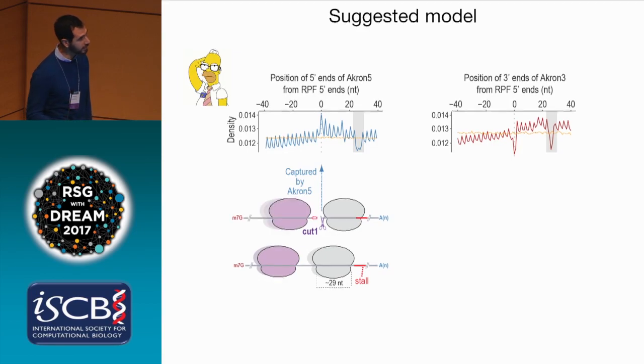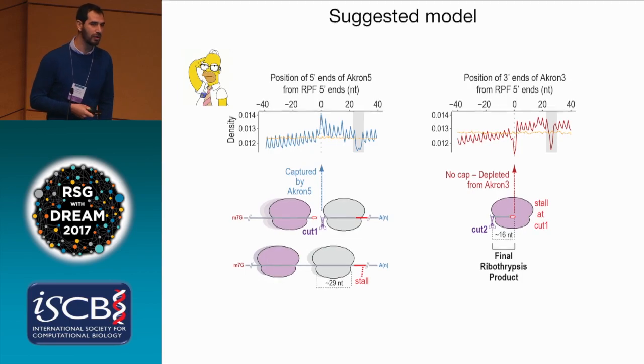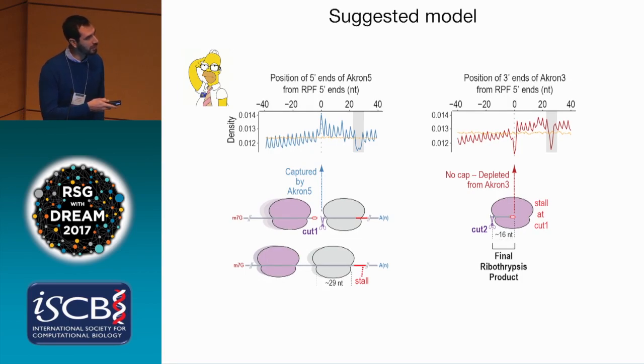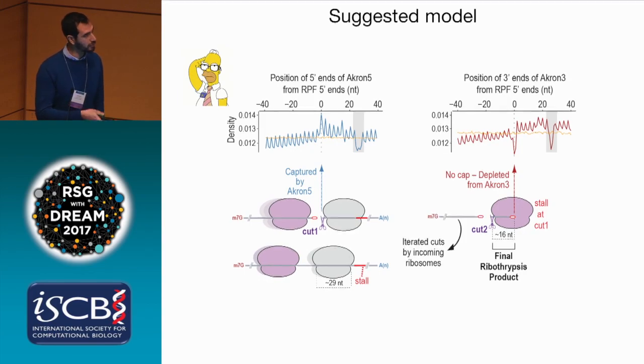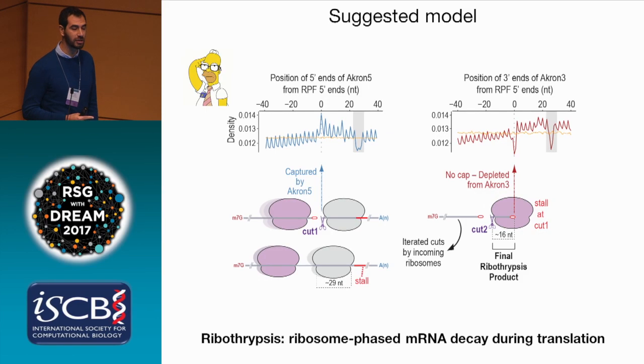Of course, the consequence of that is that at some point, the upcoming ribosome is going to reach this cut site. And when that happens, this ribosome is also going to stall, and it's going to trigger an upstream endonucleolytic cut again. Now, this fragment that is created here doesn't have a 5' cap and doesn't have a poly-A tail, so it's missed by the ACRON 3 protocol. And this is why we see this depletion of 3' ends exactly at the cut 1 site. And of course, the consequence is that there will be iterated cuts by upcoming ribosomes until the whole mRNA is degraded. So we term this process Ribothrypsis, which is basically ribosome-phased mRNA decay during translation.